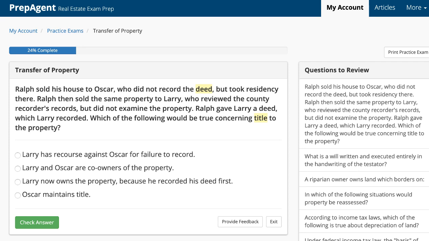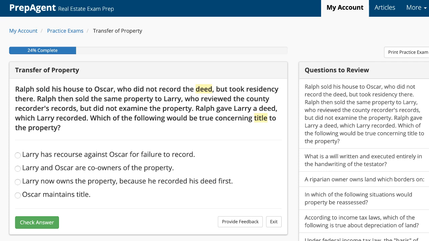Okay, I'll read it again. Ralph sold his house to Oscar, who did not record the deed but took residency there. Ralph then sold the same property to Larry, who reviewed the county records but did not examine the property. Ralph gave Larry a deed, which Larry recorded. Which of the following would be true concerning title to the property?